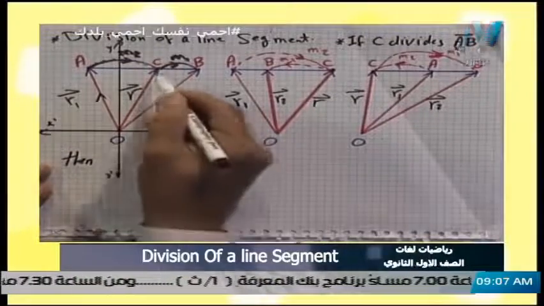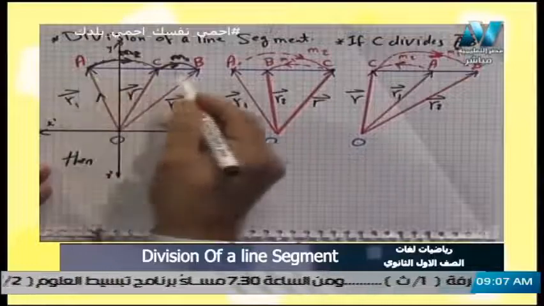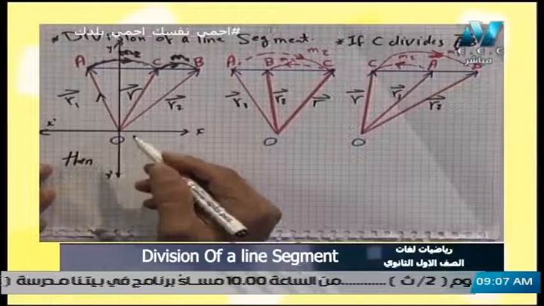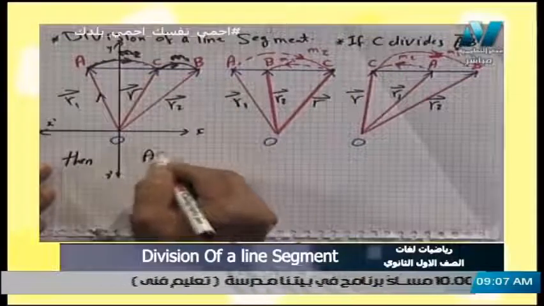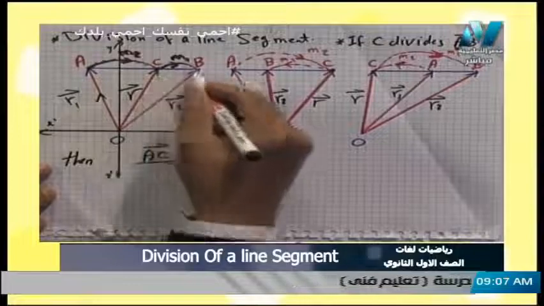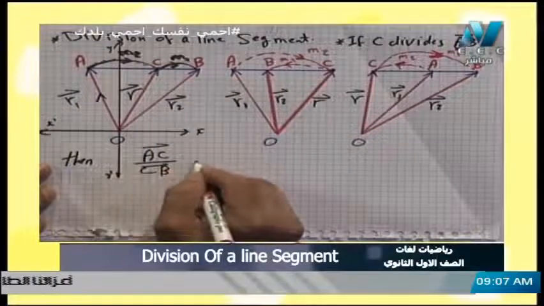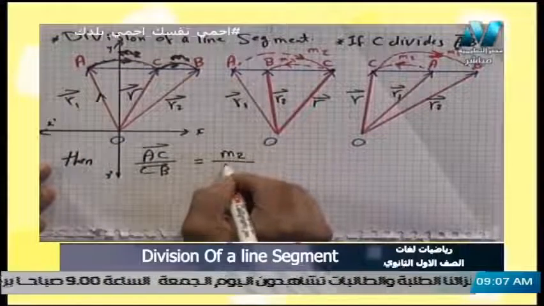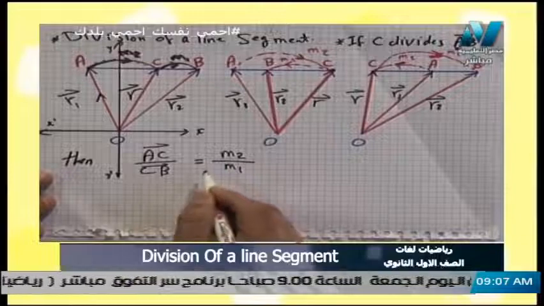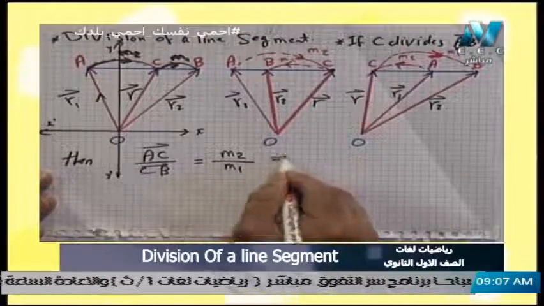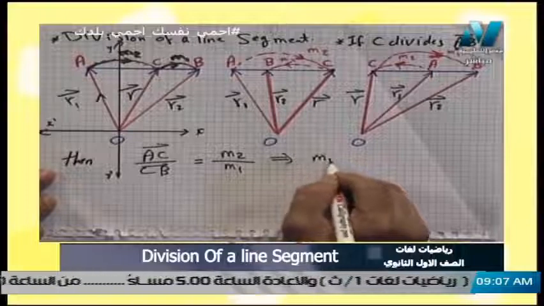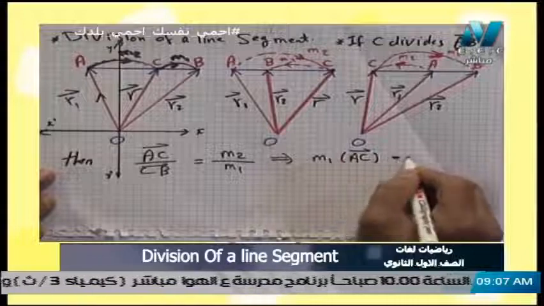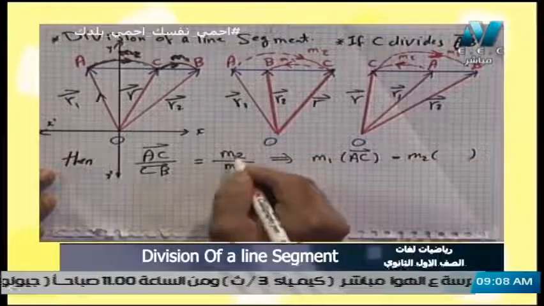And if C divides AB internally or externally, here or here, then we say that the vector AC over the vector CB equals M2 over M1. By making cross multiplication, we find that M1 multiplied by the vector AC equals M2 multiplied by the vector CB.